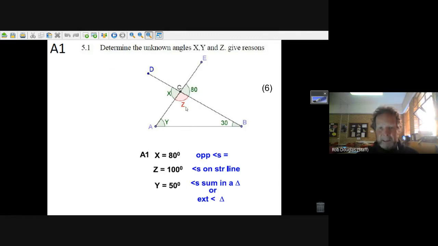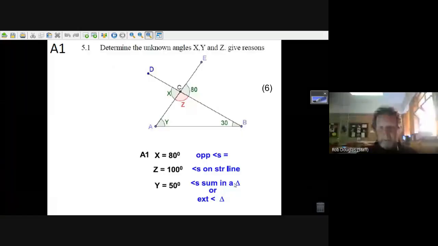Well, now we've got X, we've got Z. Well, if that's 100 and that's 30, we know that the angles inside this triangle have to add up to 180. So you just go 130, subtract it from 180 degrees, because the angles sum in a triangle to 180 degrees.